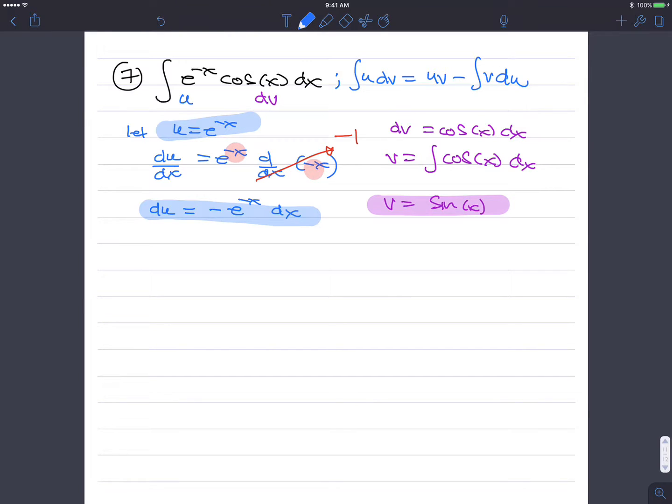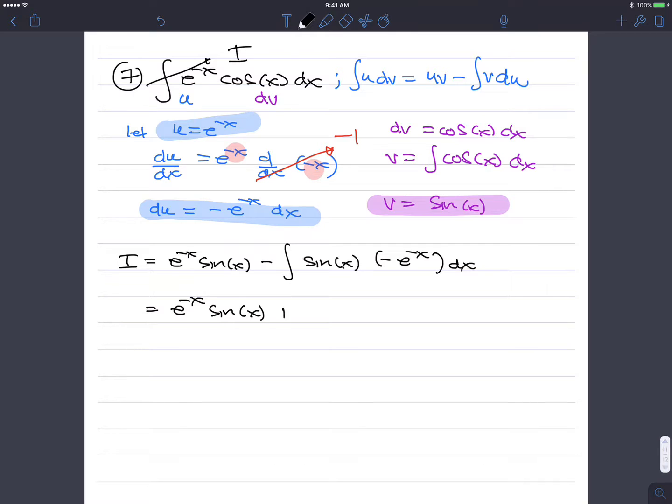So let's write this down. Let's call this I again for now. We're going to call this whole integral to start with I. So I can say that that integral I will be my uv, which is e to the minus x sine x, uv, minus integral of v, which is sine x. Now du is negative e raised to the negative x power dx, so that my I will be equal to e to the minus x sine x, this is now plus the integral of e to the minus x sine x dx.